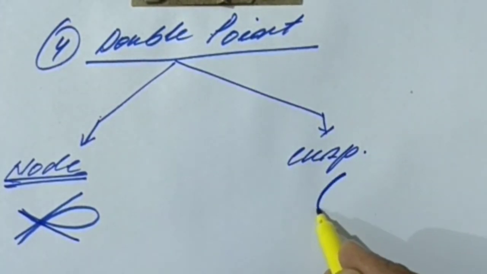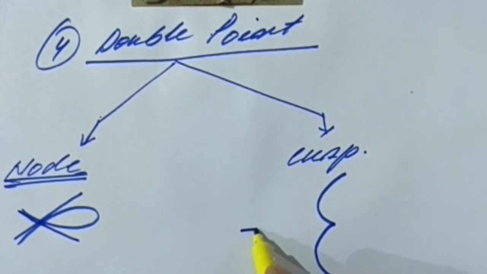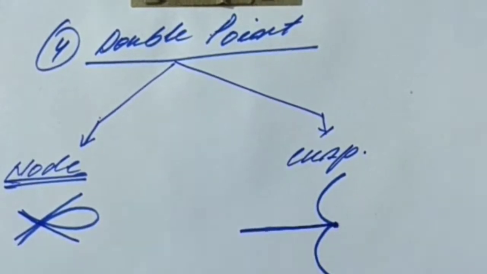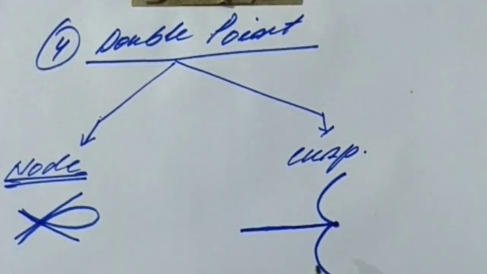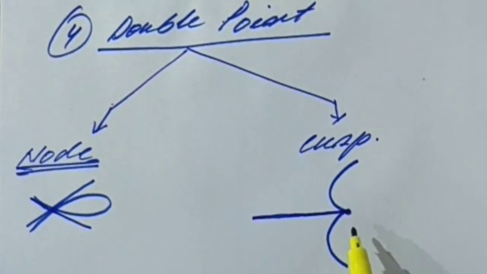So here only one tangent can be drawn at the point of double point, which is this. So this is a cusp. So simply, a double point at which two tangents can be drawn is called a node, and the double point at which only one tangent can be drawn is called a cusp.